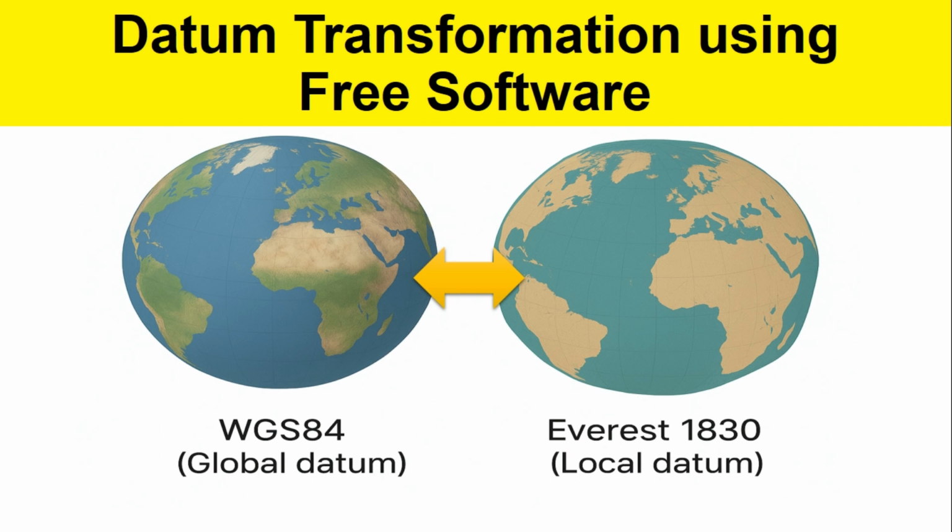In this tutorial, we will be learning about datum transformation using free software. We'll be transforming, for example, WGS 84 to Everest 1830. Everest 1830 is a local datum and WGS 84 is a global datum. We will be using free software for this purpose.